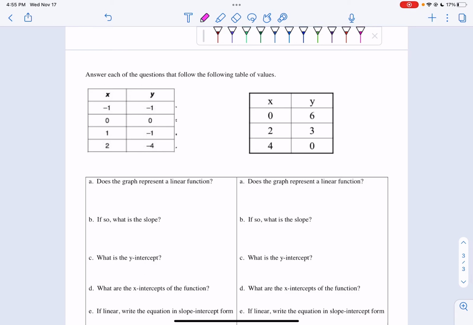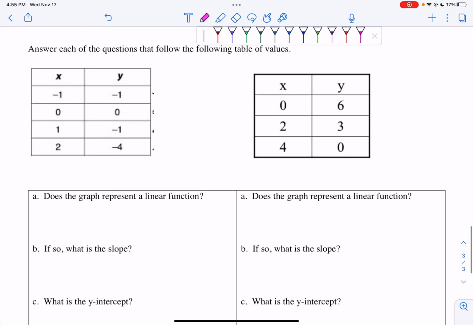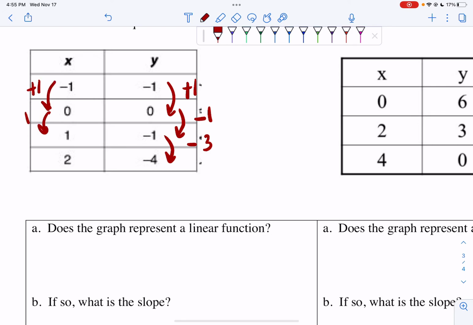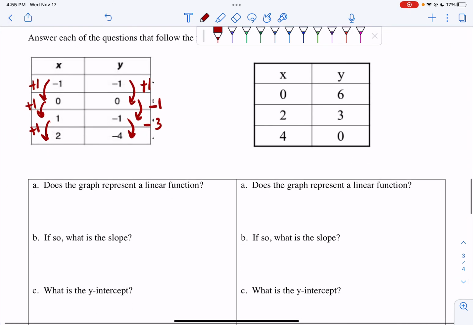Okay, part A says, does this graph represent a linear function? So what we need to do is calculate the change in y and the change in x. So when I go from -1 to 0, I add 1. When I go from 0 to -1, I subtract 1. And when I go from -1 to -4, I subtract 3. I can already tell my change in y is not constant. It is not linear. So let's just see our x's. I keep on going up by 1. So this is not a linear function because my rate of change is not constant.